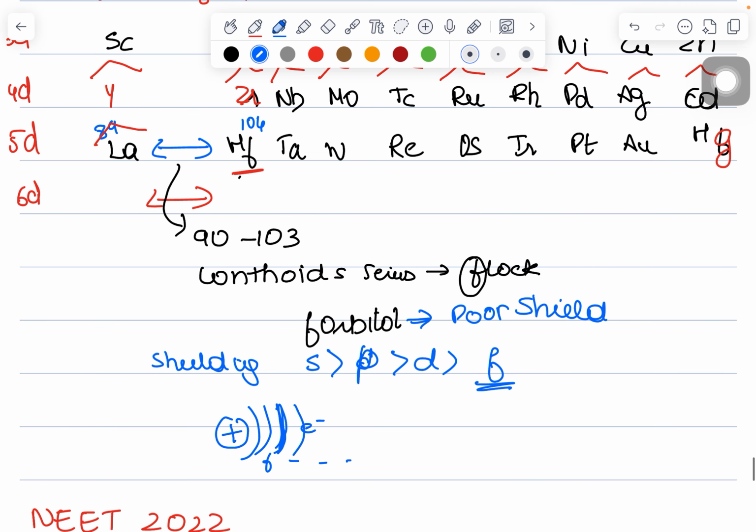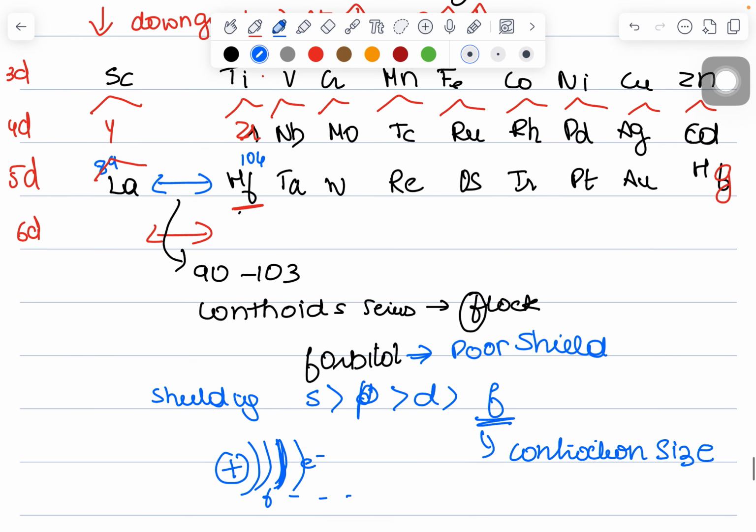Hope that is clear. Due to poor shielding, all the f orbital lanthanide series have contracted radius. Radius is less, contraction of size is seen. Why? Because the f orbital is a poor shielder. So if you see zirconium and hafnium, due to the f orbital being a poor shielder, contraction of size took place, so they have almost similar size. The 4d and 5d series have almost similar size.